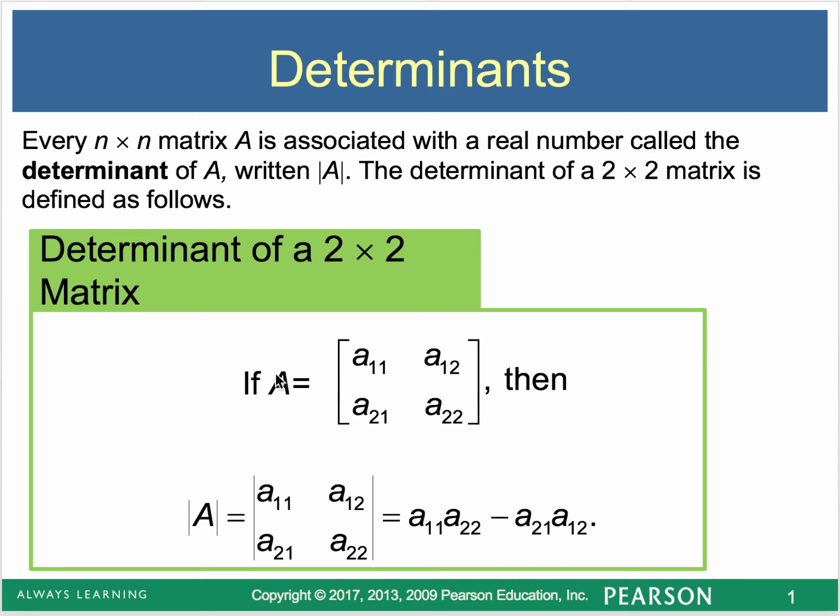Okay, so the determinant, if we have a 2 by 2 matrix, to find the determinant, you multiply these two numbers, and then you subtract the product of these two numbers. So you do this number times this number minus this number times this number. Okay, and each matrix has its own determinant that defines it.